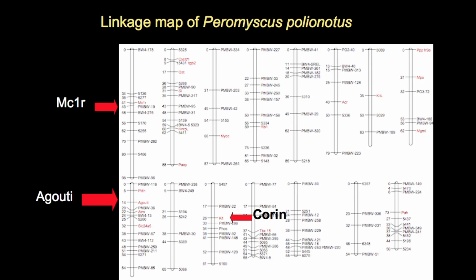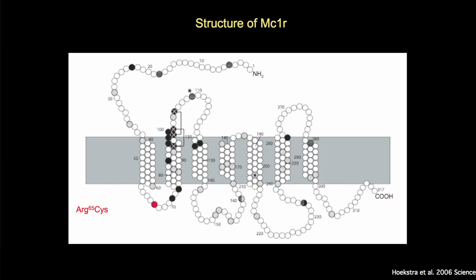Anyway, what I'd like to do is tell you about one of these genes, the melanocortin-1 receptor, and then summarize a little bit about the other two. We actually know a lot about the structure and function of the melanocortin-1 receptor, in part because its role in color variation has been studied mostly in domestic animals and in humans for a number of years.